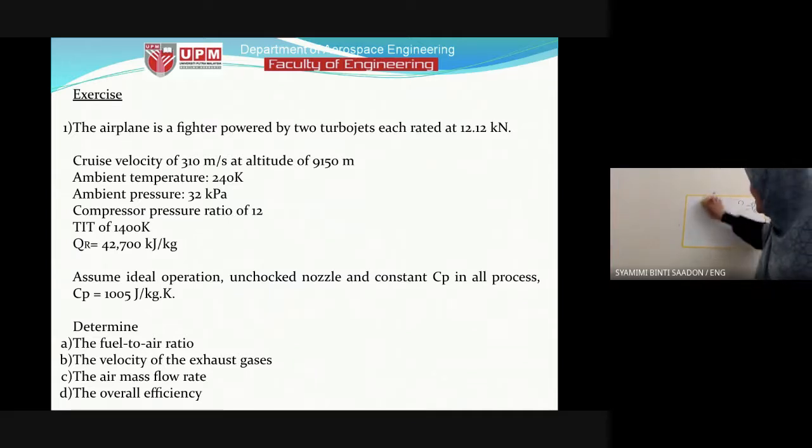After Raya, after semester break, you have a test, okay? So make sure you understand and try to do your homework before the test so that you will understand better.